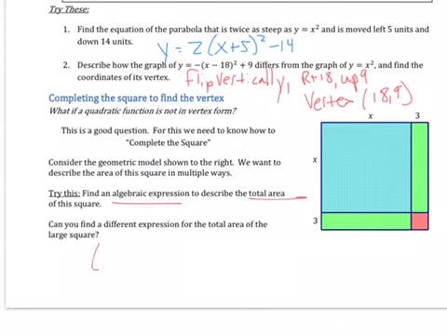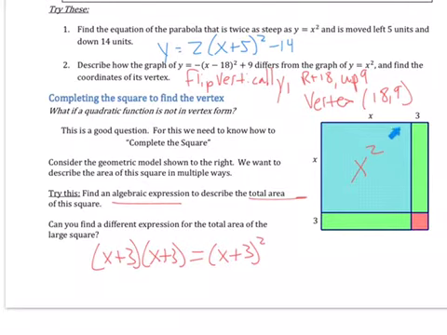Well, it's a square that's x plus 3 by x plus 3. So we know area is length times width. So x plus 3 times x plus 3 is just x plus 3 squared. All right, that's nice. Well, now what if we look at the pieces? We want to find it a different way. Well, we know that this square is x by x right here, so x squared is its area.